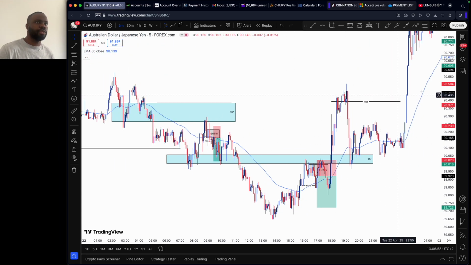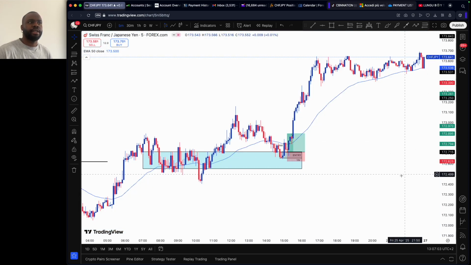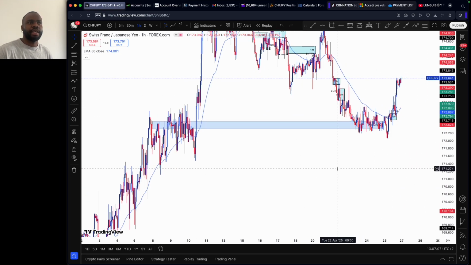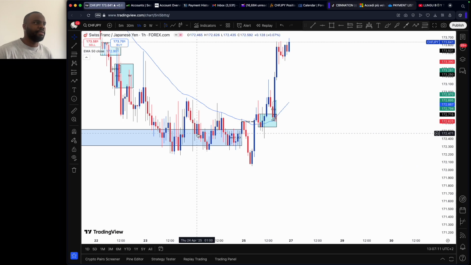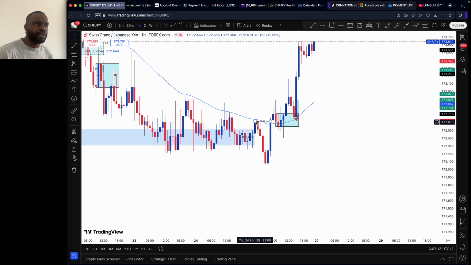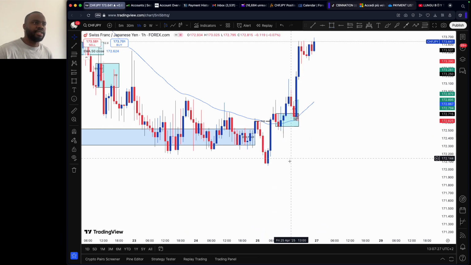Then the next trade was CHF JPY. On the 1 hour time frame, I saw price at this daily area of interest, playing around, wicking up and down. So I waited, I sat on my hands, didn't do anything. Then I saw this break to the upside. Initially I was waiting to take price from here to the upside, but as you can see, price didn't come down there but broke to the upside.